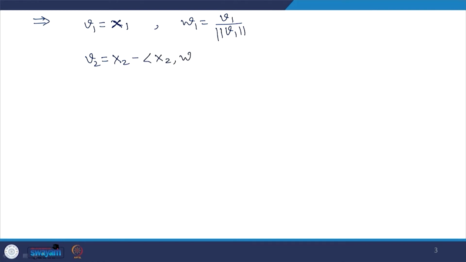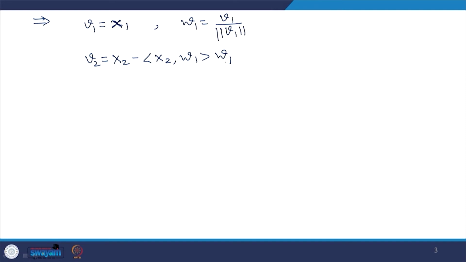Now, if you write like this, just the same process that we were doing, we write V1 equals x1, and then you write W1 equals V1 upon the norm of V1. Then you calculate V2. So, V2 you write as x2 minus x2 with W1 into W1.